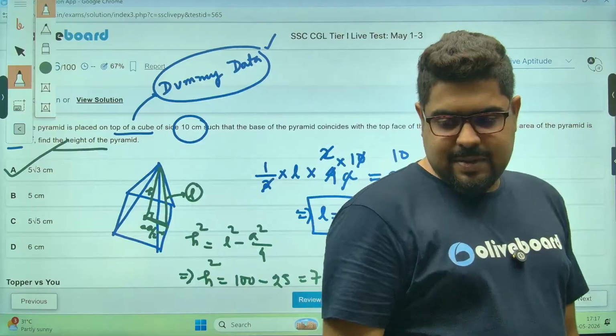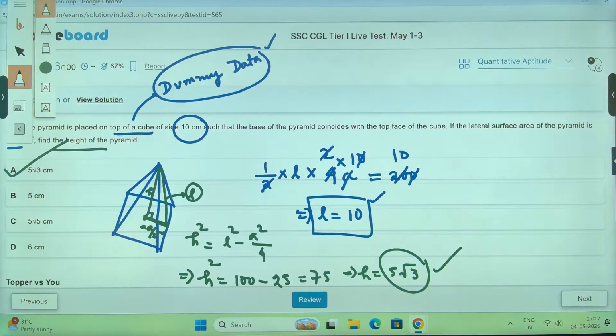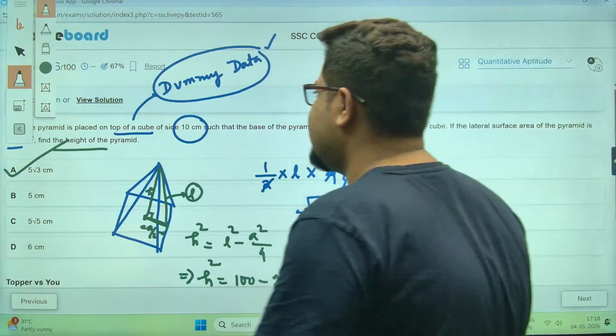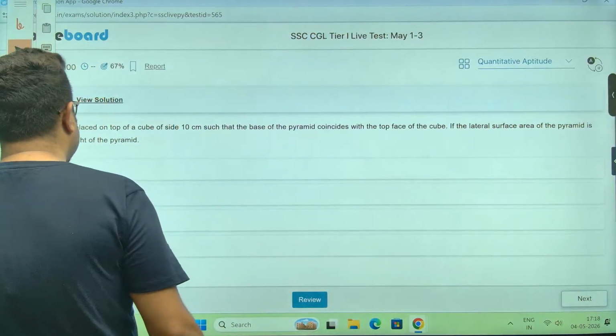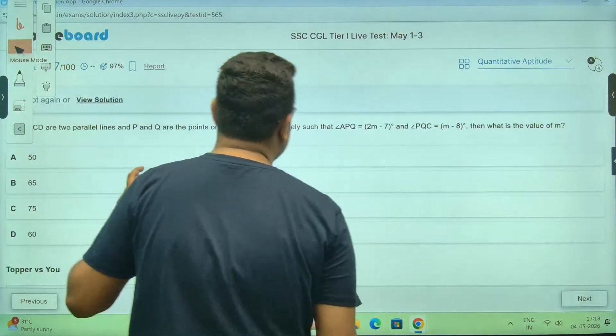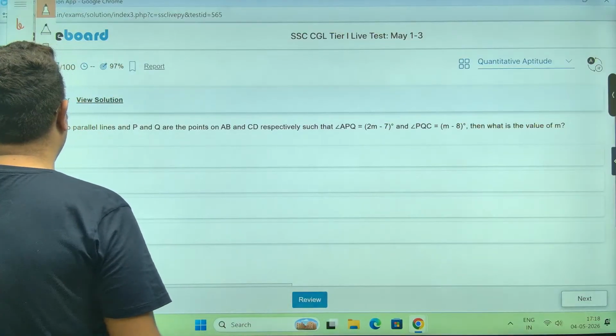Option A once again. The paper setter loves me so much. Every answer is A. But these types of mensuration questions have been asked multiple times this year, so please keep this in mind.